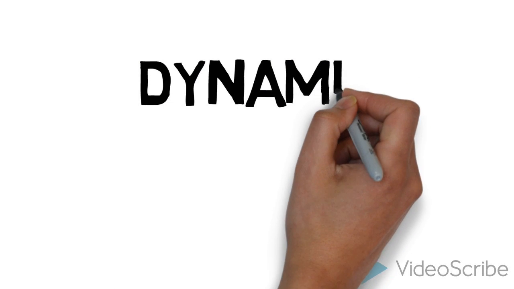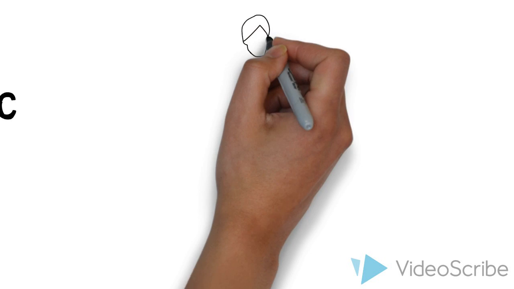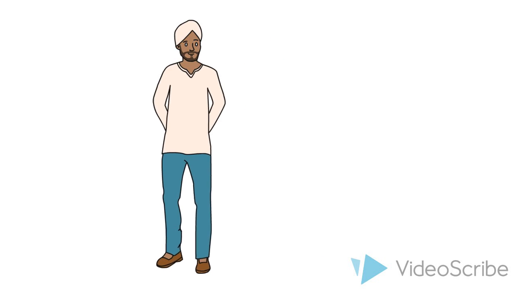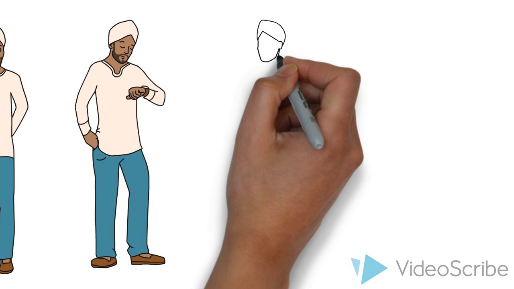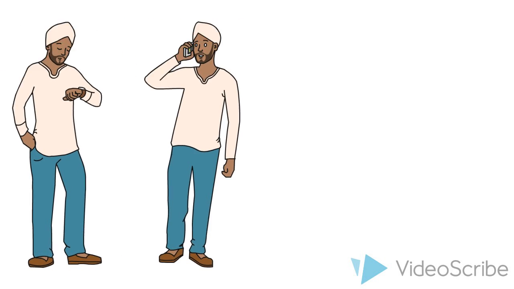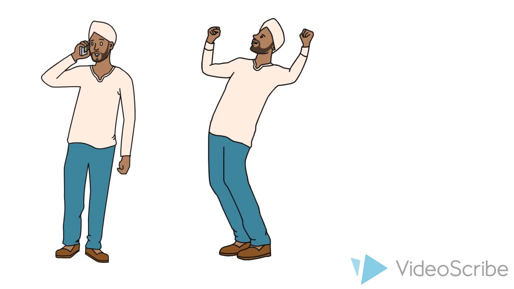Moving forward, we come upon a way of classifying characters as dynamic or static. A dynamic character will have many events and conflicts that will help them grow and change over the course of a story. Often at the end of a story, a dynamic character will have experienced a life change or significant event that changed the way they think.